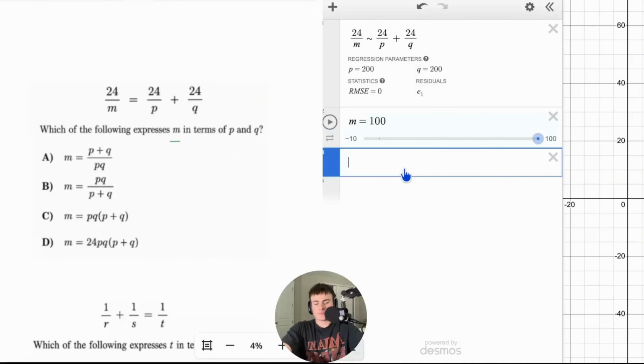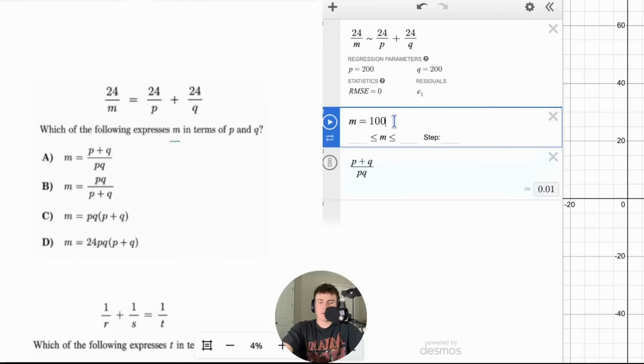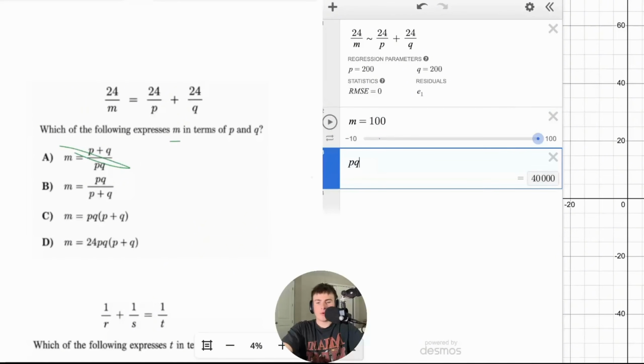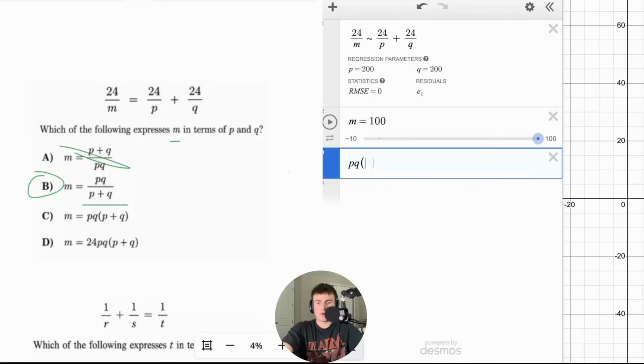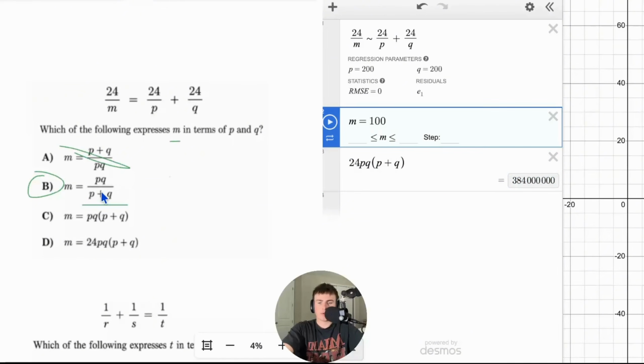So A, for example, P plus Q over PQ, and you get 0.01. That is not equal to 100. So this is wrong immediately. Let's try B. B is PQ over P plus Q, and the answer is 100. So this value of 100 is equal to M, therefore you know that this equation is equal to M, so the answer is immediately B. And just to show you the other options, PQ times P plus Q, that's way too big. It's not even close. 24PQ times P plus Q is going to be way bigger also. So this is nowhere near 100, which is what we're looking for. So the answer is just B here.